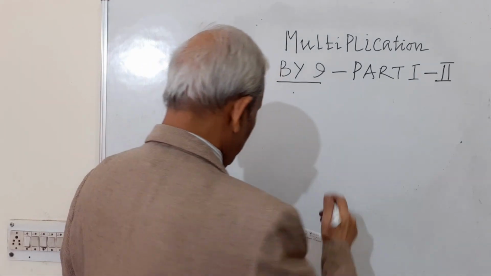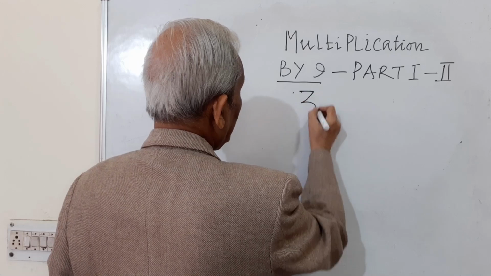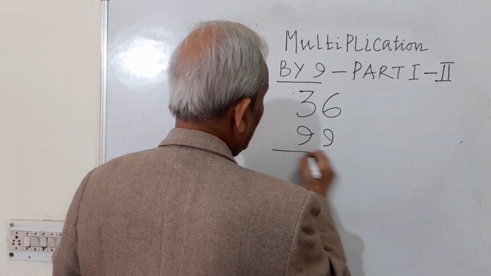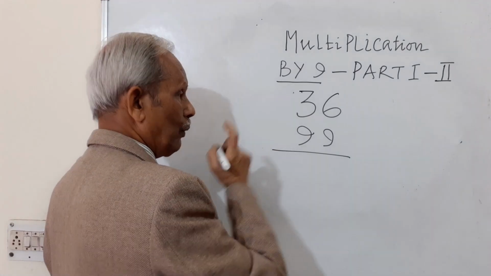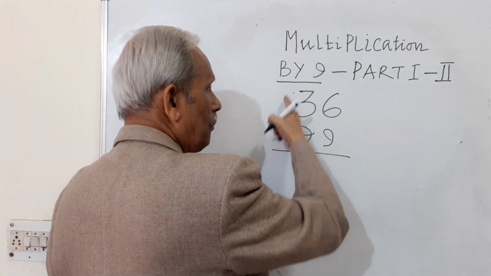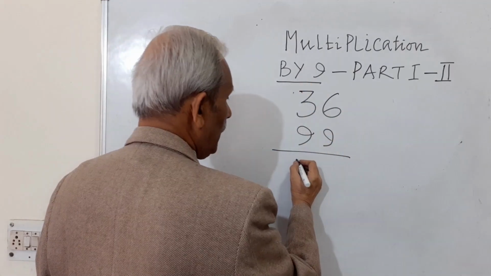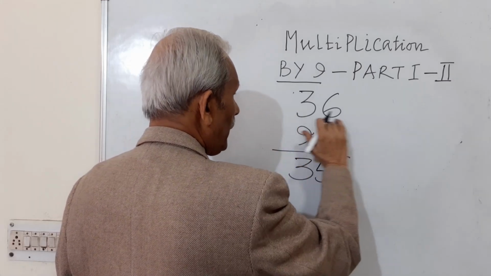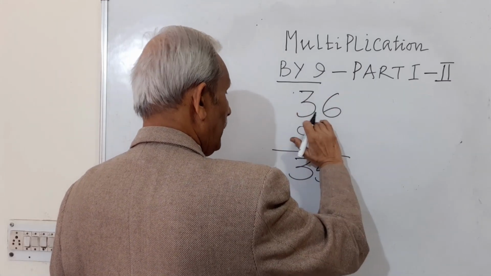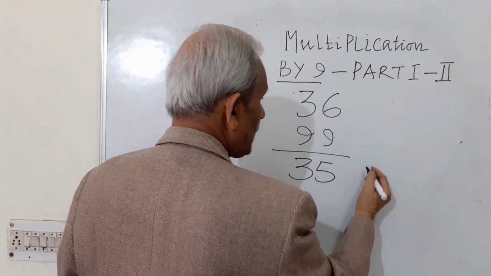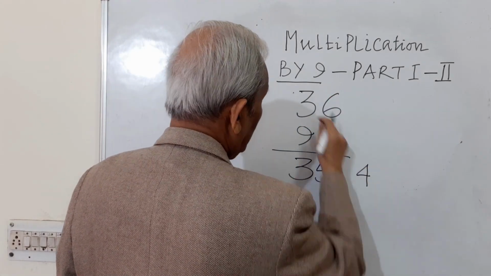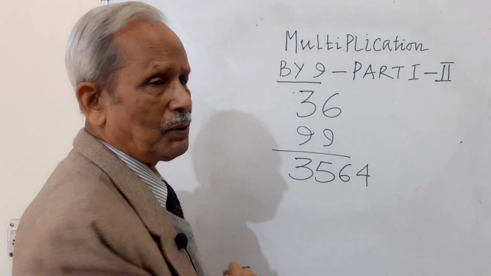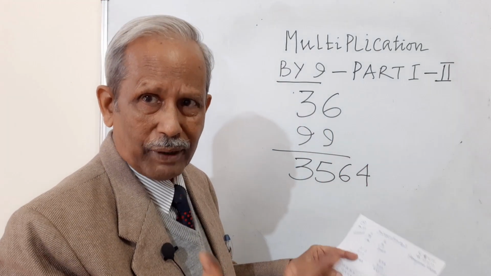Well, let us do another problem. 36 into 99. Here again the digits are the same. So what do you do? First, the multiplicand is reduced by 1, and we get 35. And the complement of the multiplicand: 10 minus 6 is 4, 9 minus 3 is 6. The answer is 3564. This is your multiplication. It's very simple.